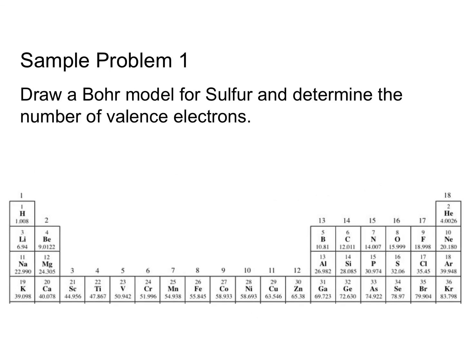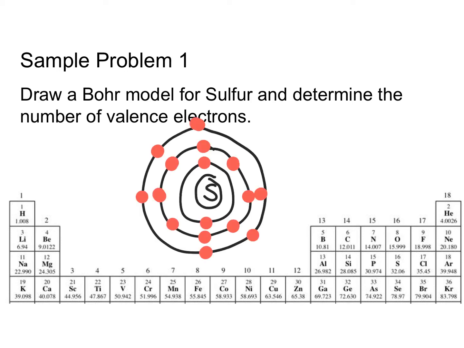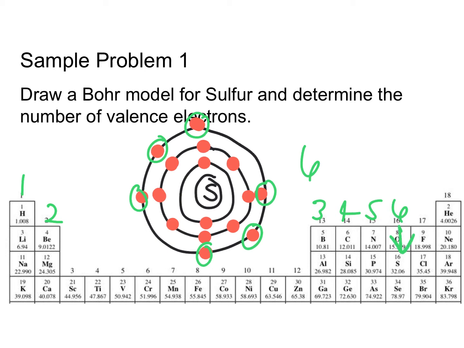So let's pull up our Bohr model for sulfur that we just drew. Now we can actually count our valence electrons, our electrons on the outermost orbital, using this diagram. So we have 1, 2, 3, 4, 5, and 6. Okay, and we can double check that because sulfur is in the 6th family, so it should have 6 valence electrons.